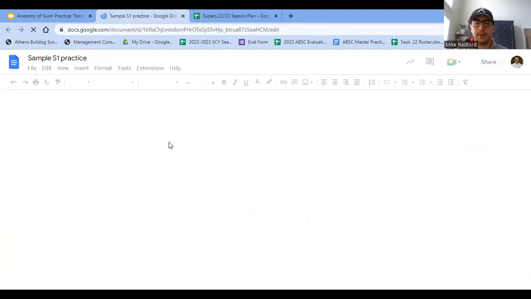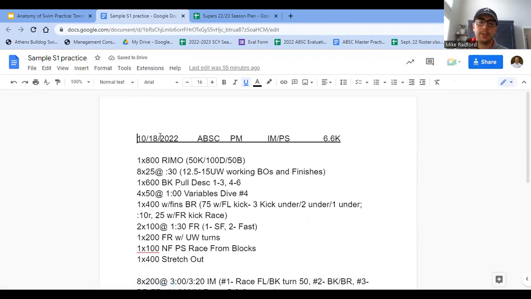This is our top competitive group. This practice is from October 18th, 2022. And you see that it is a PM, means it's an afternoon practice. Sometimes they have morning. You see it's an IM/PS. PS is prime stroke workout. And it's 6,600 yards, 6.6K.